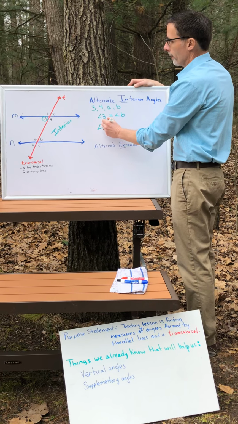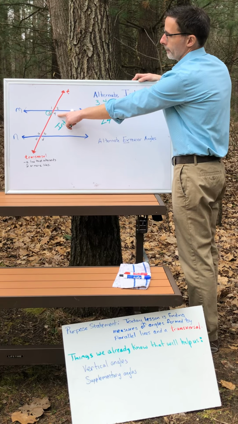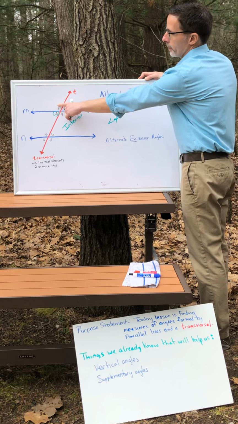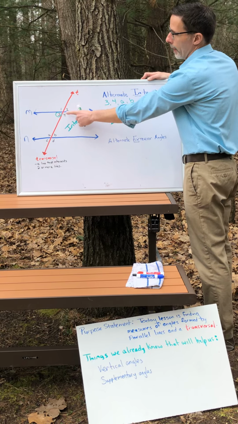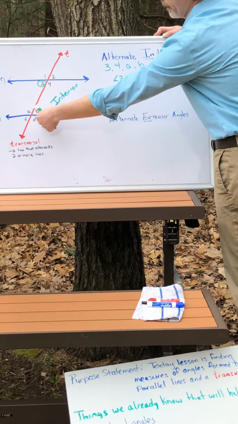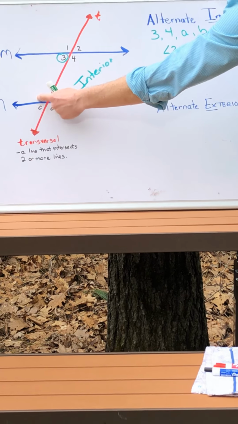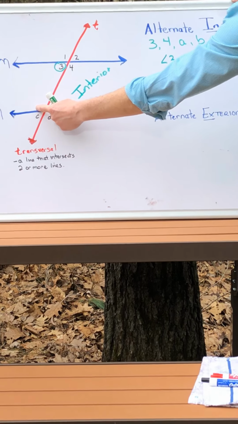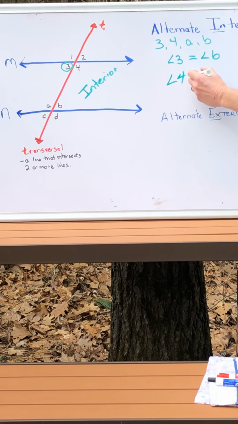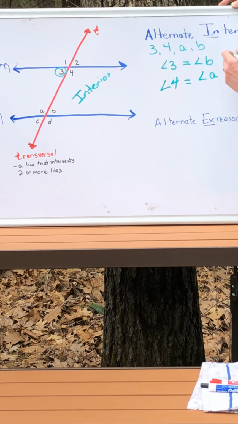Angle 4 is also an interior angle. I know how to compare it to that, it's vertical. I know how to compare it to that, it's supplementary. I want to know, how do I compare it to these angles down here? Well, that angle 4 in the house, opposite side of the transversal from angle A also in the house, those two interior angles are equal to each other.